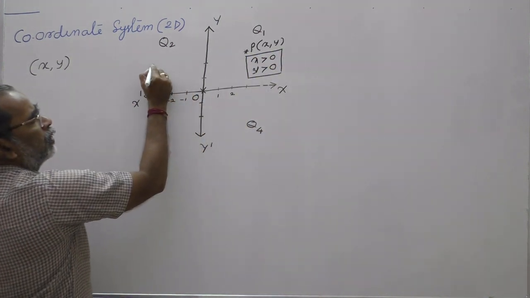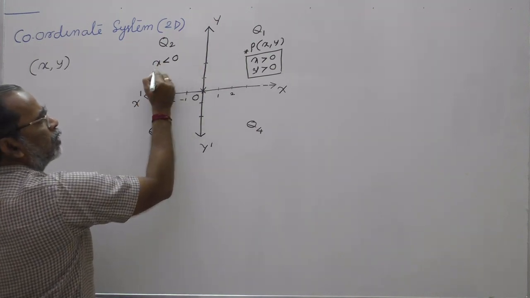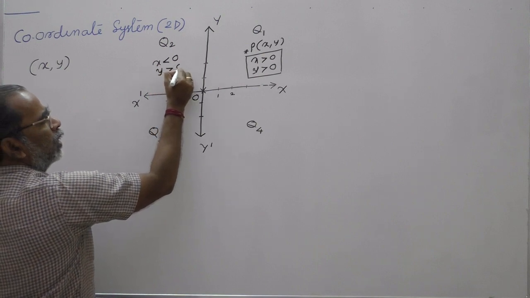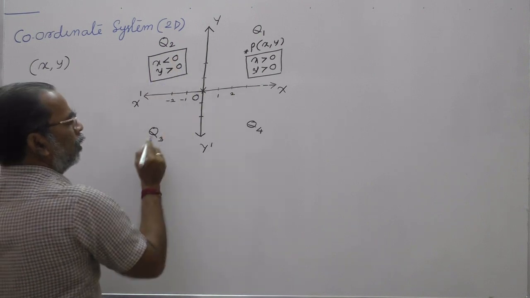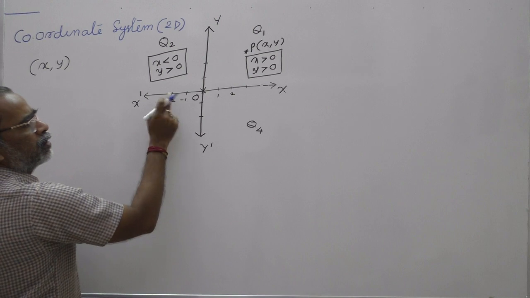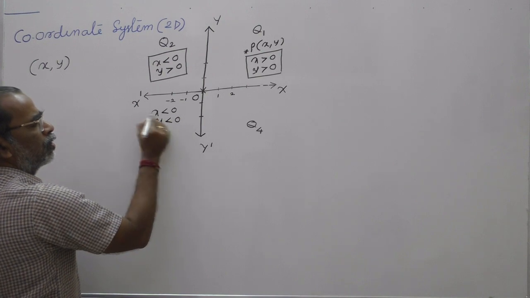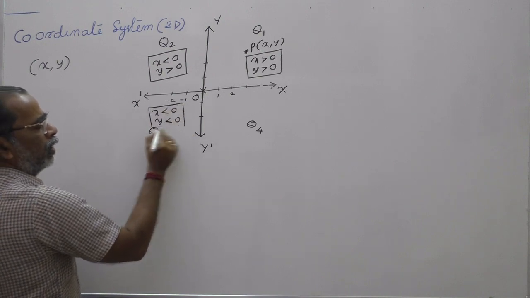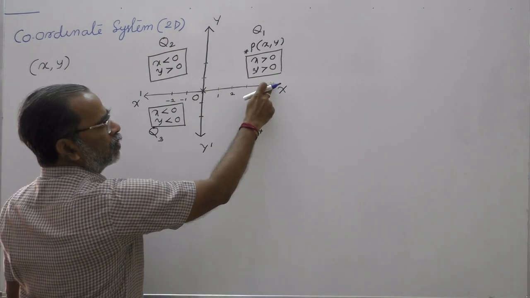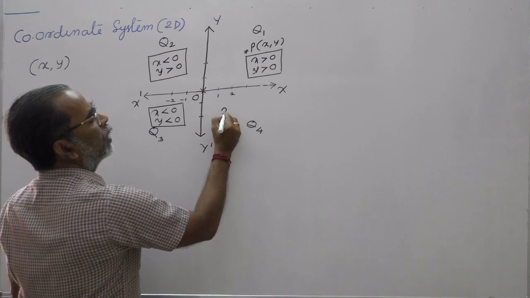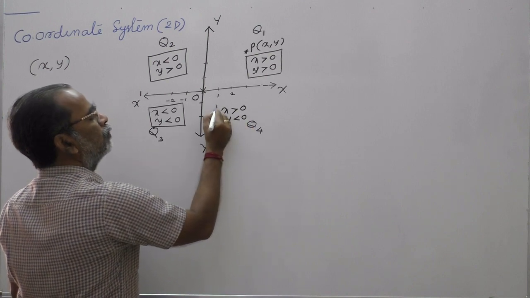If the point lies in the second quadrant, x is negative, y is positive: x less than 0 and y greater than 0. If it lies in the third quadrant, x is negative, y is also negative: x less than 0, y is also less than 0. If the point lies in the fourth quadrant, then x will be positive, y will be negative: x is greater than 0, y is less than 0.